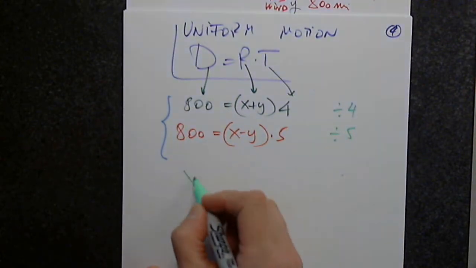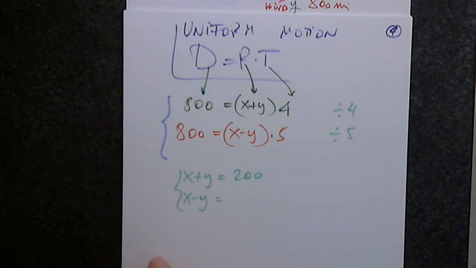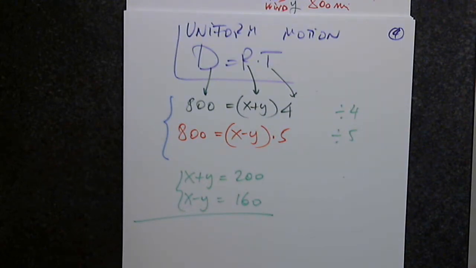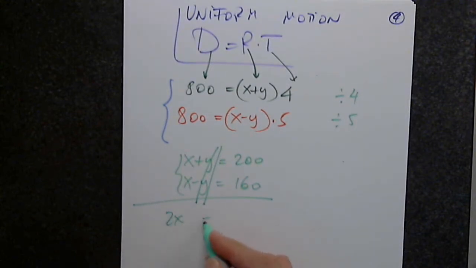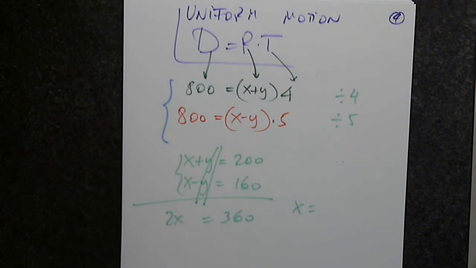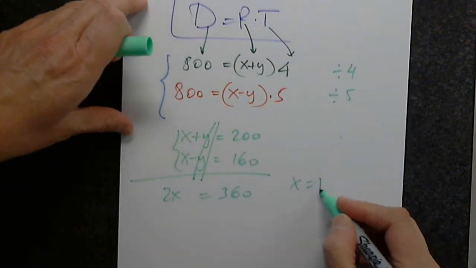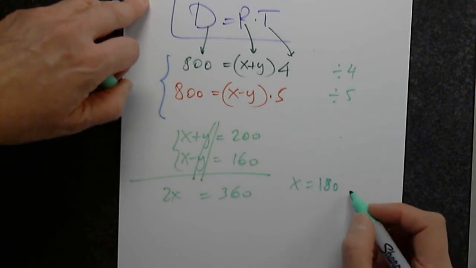So 800 divided by 4, so I have x plus y equals 200. And then x minus y equals 160. See how much easier this is? I don't even have to multiply. These 2 go away, y goes away, and then I have 2x equals 360. So I got the speed of the plane. What is the speed of the plane? And the answer is 180, and I need the measurement unit. Thank you.